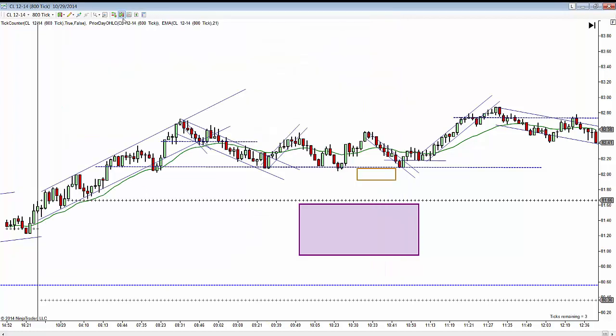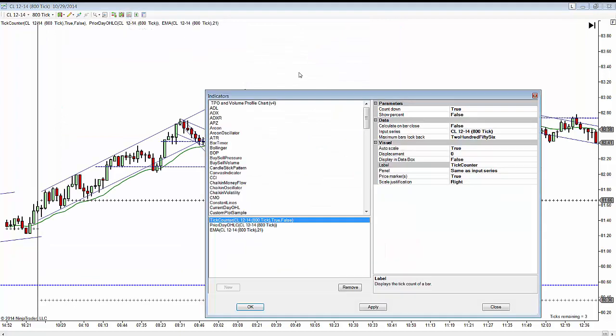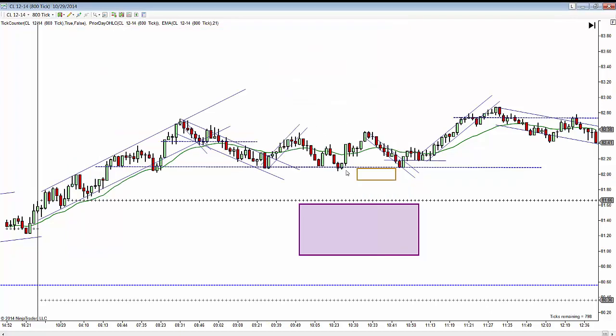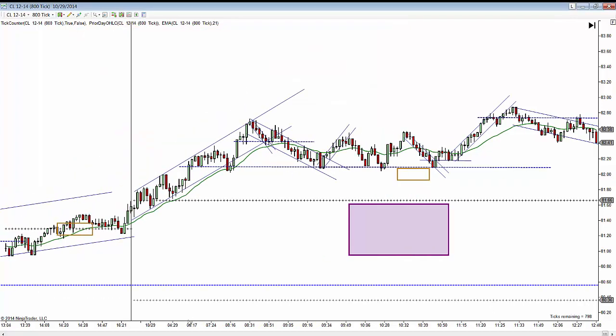And if we look at indicators, the indicators are right here. You can see my indicators very quickly. You have prior day open, high, low, close. I don't have the other ones. I don't have the current day because it messes it up, and I didn't want to do that. But it's on, believe me, it's been saved. The EMA is 21, and the tick counter is the 800 tick counter. I'll show you how I use it in future days. So that's the setup.